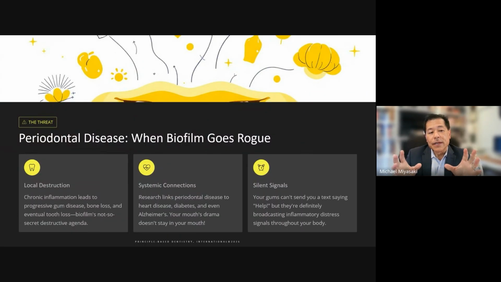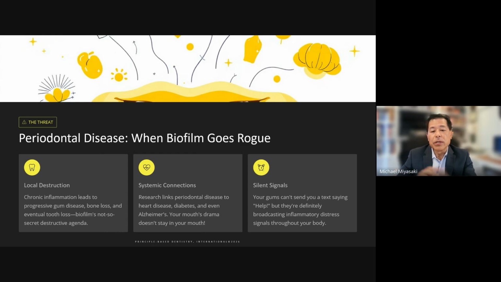And just explain to them that there's local destruction, and that's where you have the bleeding of the gums. When I touch your gums with this little instrument, see that bleeding? That's inflammation. And that chronic inflammation is going to get deeper into where the bone is, and we're going to start to lose bone.